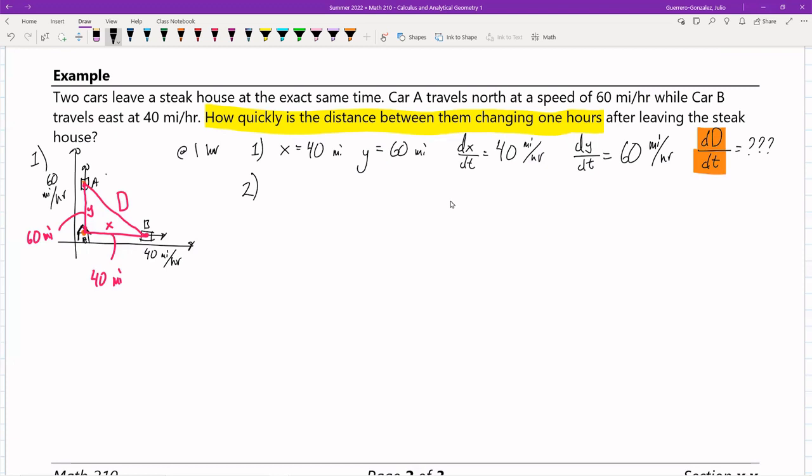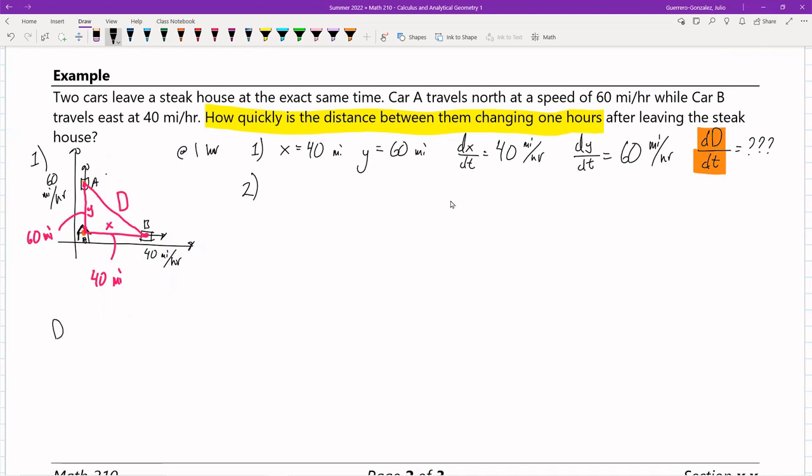Now, if you take a second to look at our picture, that looks like a triangle. It's got an X and a Y, and it has a hypotenuse D. It doesn't matter which one you want to think about. You can either think about the distance equation or the Pythagorean theorem, both of which are valid. What I'm going to do is use the distance equation.